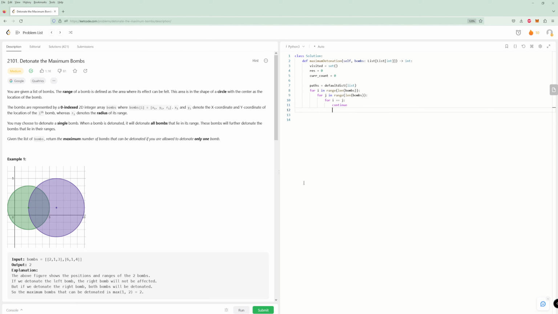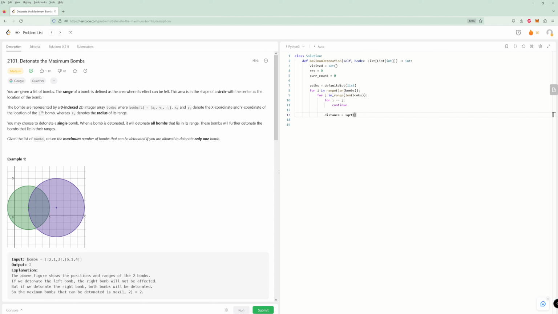Because we don't want to see the distance between, if the index is the same, we're seeing the distance between the same bomb and itself. So we want to compare every bomb to every other bomb. Okay, so now we have to actually calculate this distance. That's going to be, remember, square root. I think it's math.sqrt, and I think math is imported in here. So, what's that going to be, right?